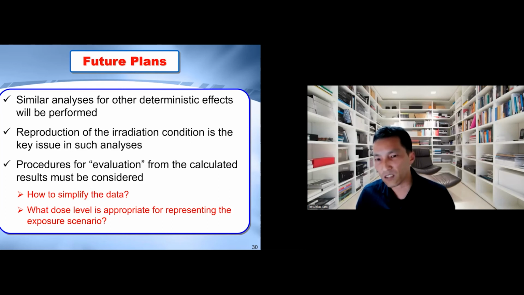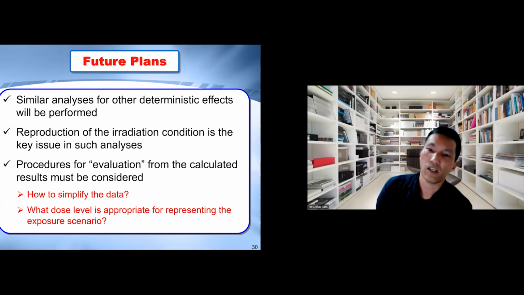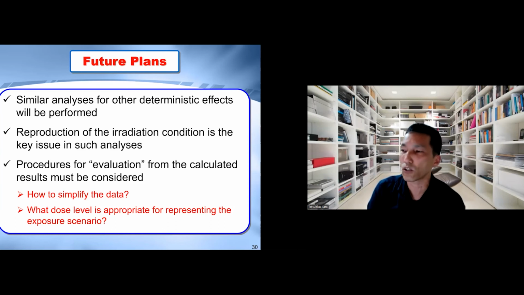For stochastic effects, the RBE maximum is definitely the best choice. But for tissue reaction, the RBE maximum is maybe too conservative, and we have to find a certain dose to represent the exposure scenario.